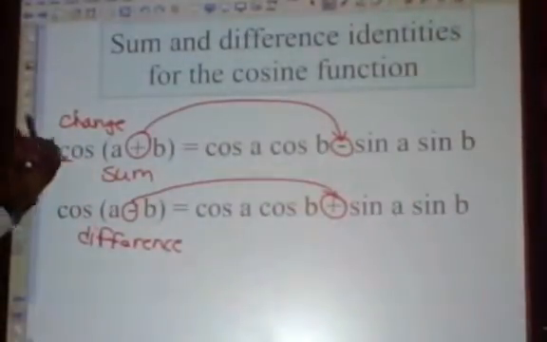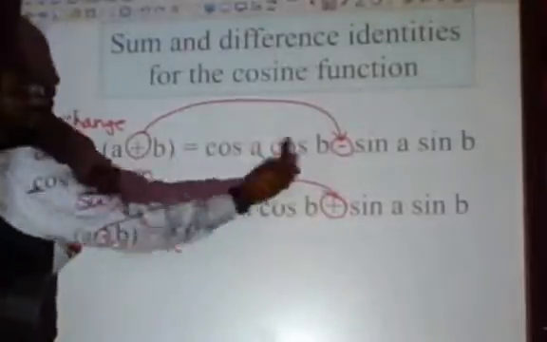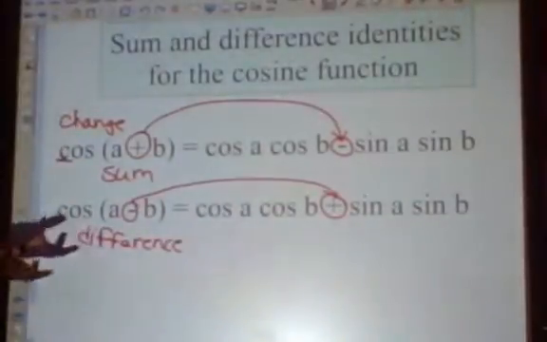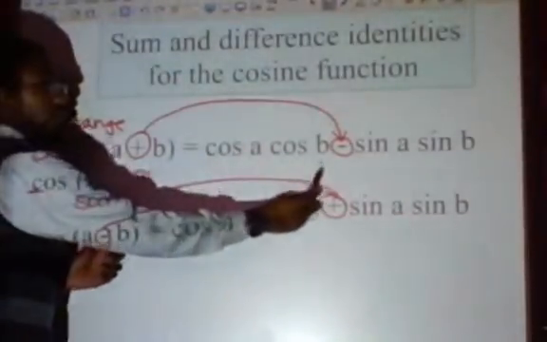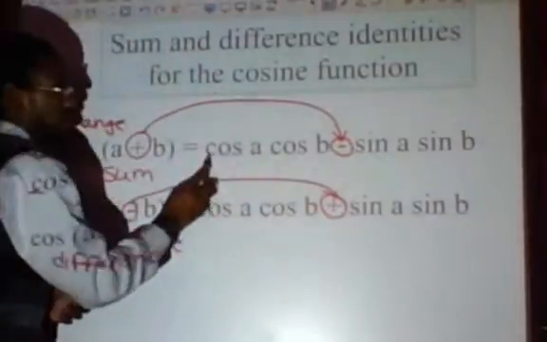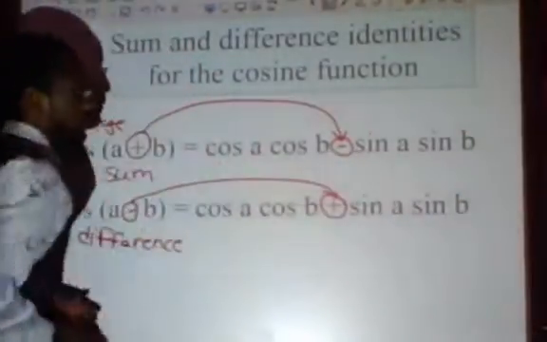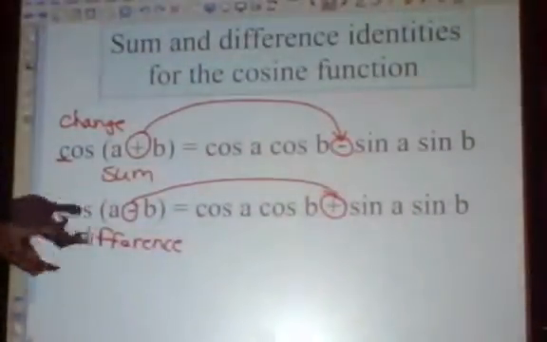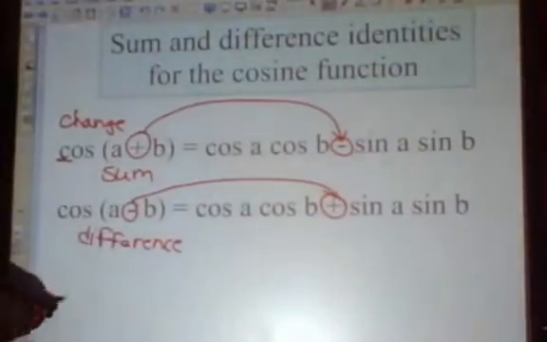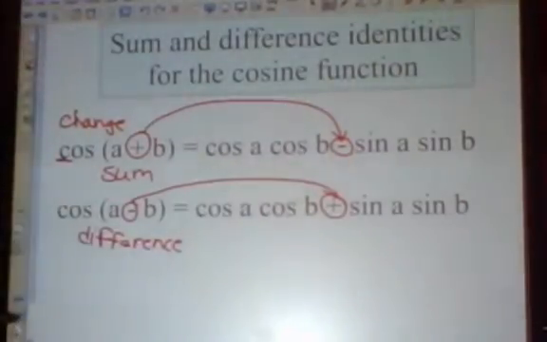So remember again, cosine, the change in signs. Also for cosines, the cosines are together here, the sines are together here. So cosines together, sines together. And the only thing that changes is just that sign in the middle. So, one of those things you gotta remember.